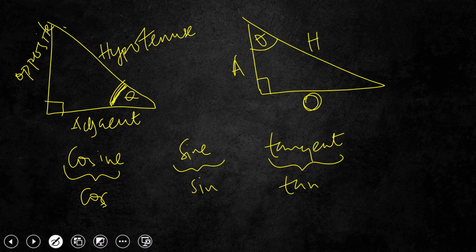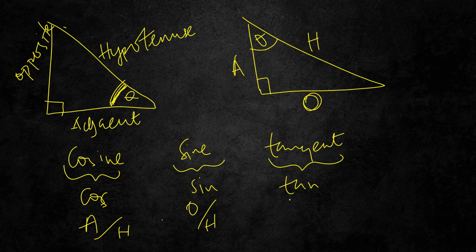Now, when you take a look at the first one, the cosine or the cos. Now, the cos relates the adjacent and the hypotenuse. So the cos is given as the adjacent over the hypotenuse. That is the definition for the cos. And the sine is given as the opposite over the hypotenuse. And the tan is given as the opposite over the adjacent. So now this is how to relate the sine, the cosine, and then the tan.